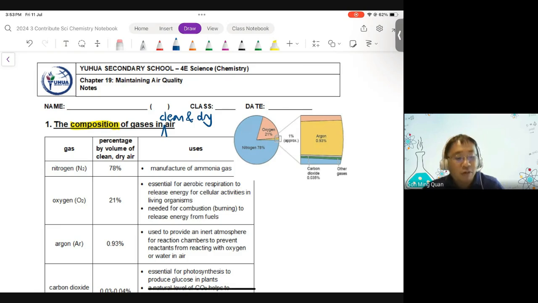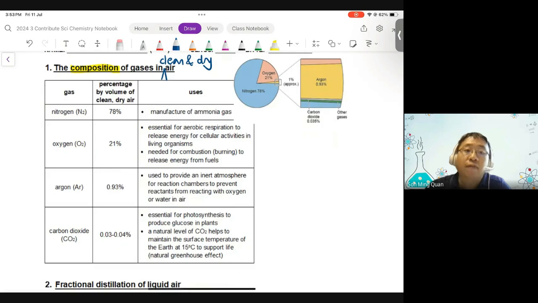Okay, so looking at clean dry air, the composition of the gases is as follows. As you can see, the gas that is most abundant is actually nitrogen. N2 is the formula of nitrogen. We need to remember that the elements ending with -gen are diatomic, meaning they will exist as two atoms bonded together. So nitrogen, N2, occupies 78% by volume of clean dry air.